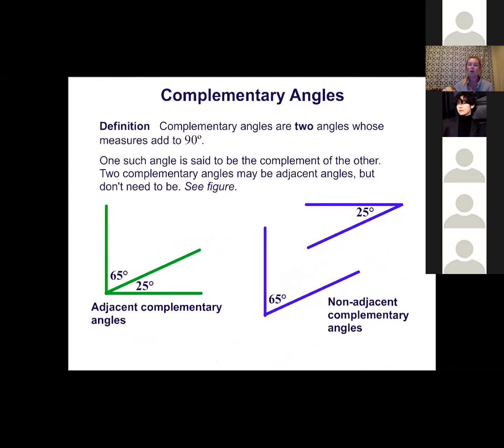If we look at the picture on the left-hand side, those are adjacent complementary angles. We know that because they are right next to each other. The picture on the right shows non-adjacent complementary angles, because they're not next to each other. Adjacent, this word right here, means next to each other. The blurb at the top says one such angle is said to be the complement of the other. 2 complementary angles may be adjacent angles, but don't need to be.